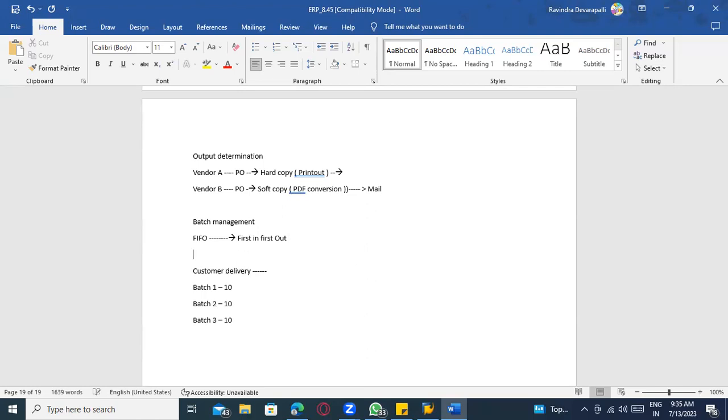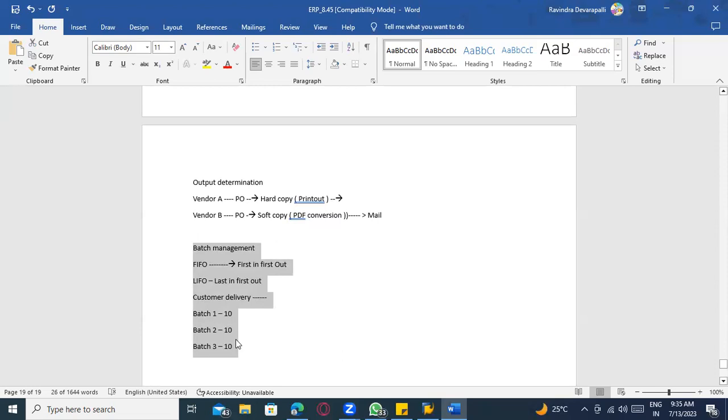Okay, if I didn't give that, maybe the system will take LIFO, no? Last in, first out. So you must tell the system, in batch allocation, which batch I want to take: based on first in, first out, or last in, first out, or manufacturing date, or goods received date, or whatever it is. Based on that, you must give it.